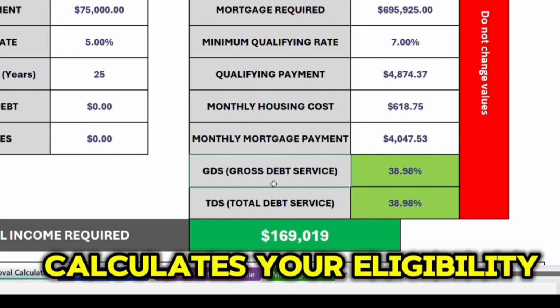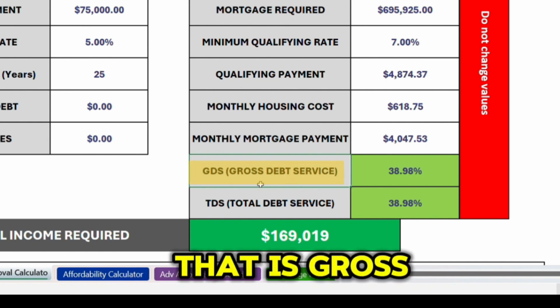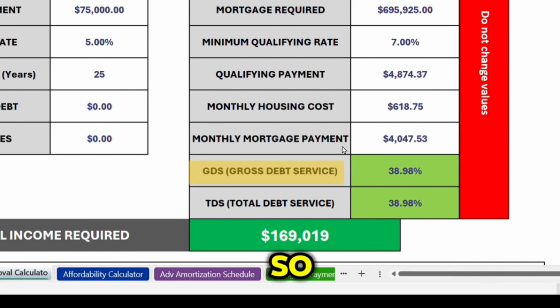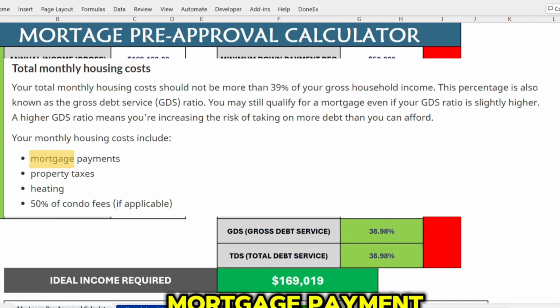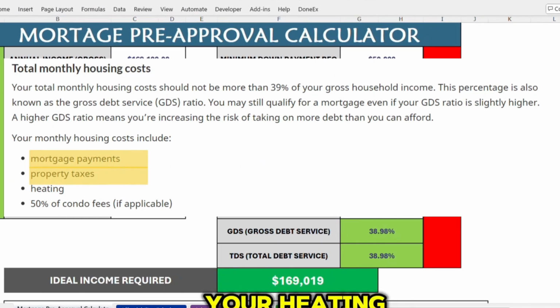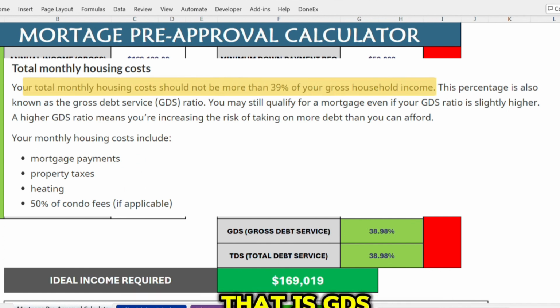So just have a look over here under the GDS, that is gross debt service ratio. A lender calculates your eligibility on the basis of two major ratios. One is GDS, that is gross debt service ratio. The GDS ratio includes your monthly housing cost, which includes your mortgage payment, your property taxes, your heating, or 50% of the condo fee if you are buying a condominium. So as per the mortgage standards, your total monthly housing cost, that is GDS, should not be more than 39% of your gross household income.